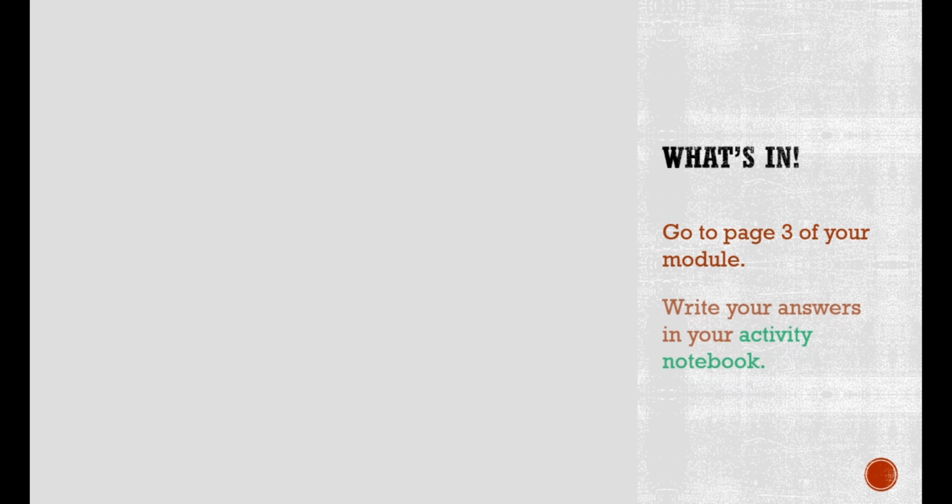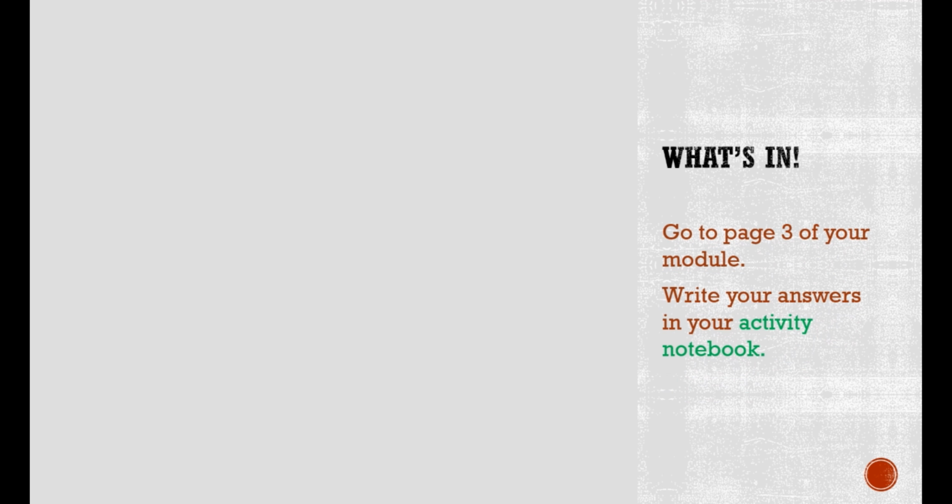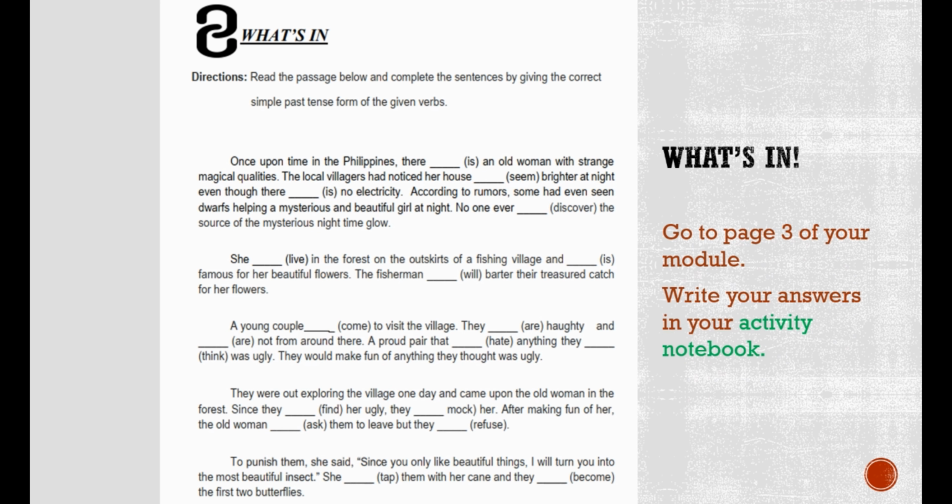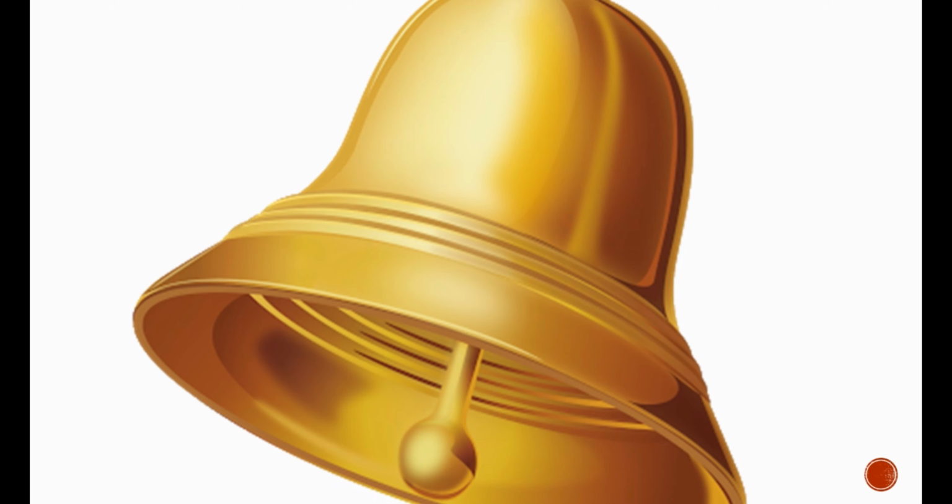Let's have more activities that has something to do with our lesson today. This time, let's answer together what's in page 3. Read the passage below and complete the sentences by giving the correct simple past tense form of the given verbs. For number 1, once upon a time in the Philippines, there blank an old woman with strange magical qualities. Since the verb is, then the past form is was. Are you ready to answer the rest? Let's go!